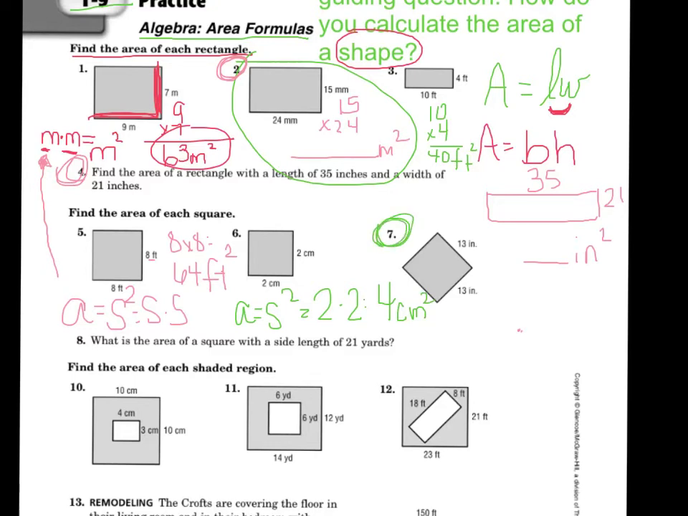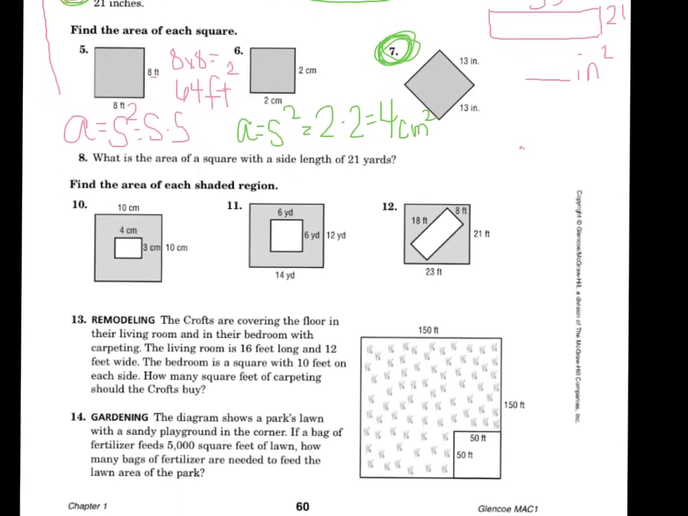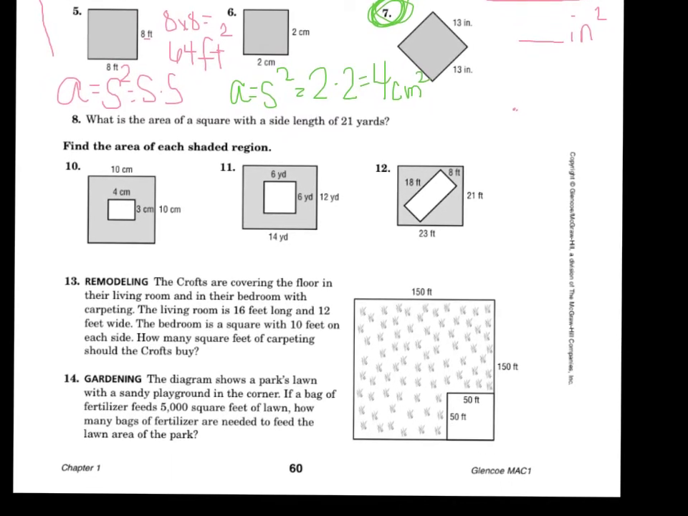So you are doing number 2 on your own, number 7 on your own, number 4 on your own. Okay, number 8. What is the area of a square with a side length of 21 yards? They only tell you the length of one side, but really they're telling you the length of all the sides because it's a square. All the sides are 21.